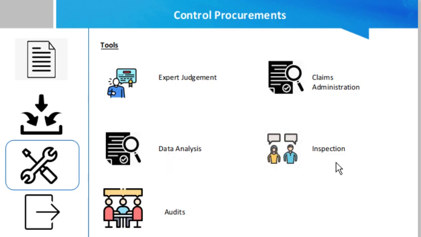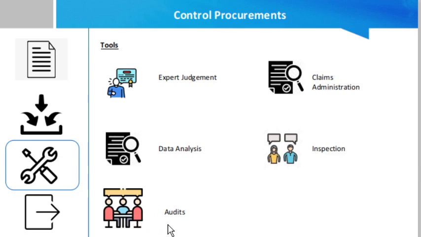Then inspection. Inspection is a very important tool. That means whatever procurement is being done, whatever goods and services you are receiving, you must inspect them. For example, you are purchasing hardware. Is it as per the requirement? Is it as per the specification? Is it as per the scope of the project or not? Is it fulfilling the requirement or not? So that is called inspection.